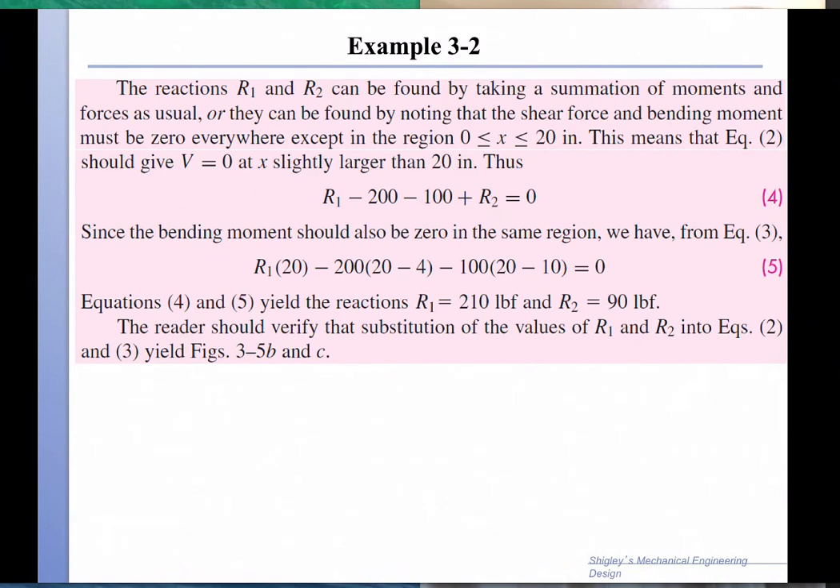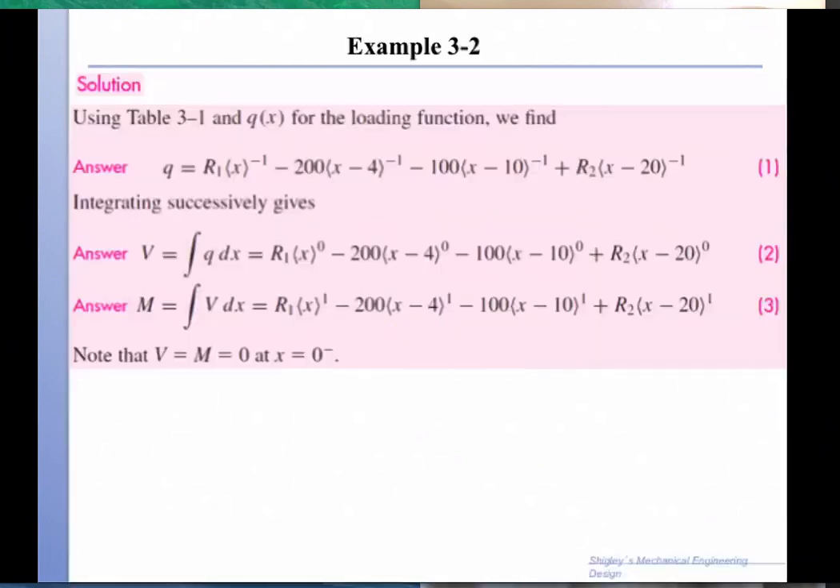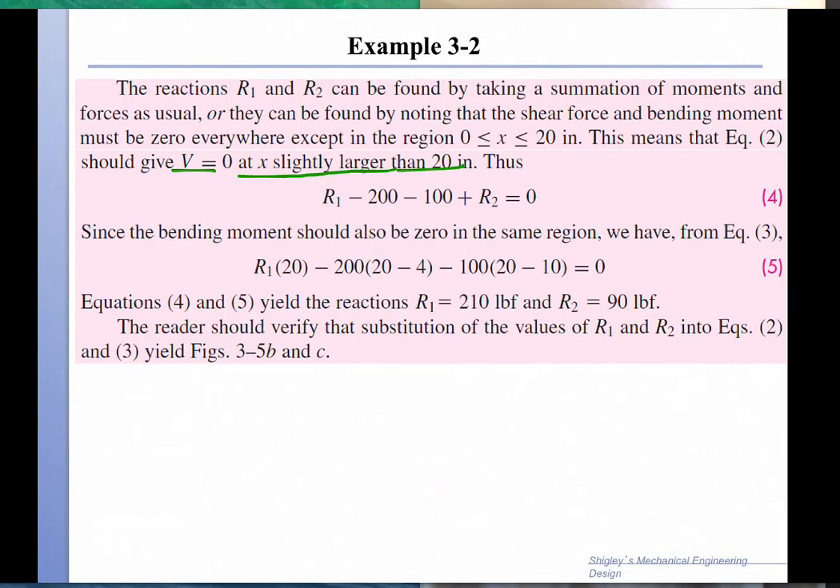At V equal to 0, at x slightly larger than 20 inches, if you look at the equation, I have here R1. This is a step. It means at any point greater than x equals 0, the value of the function is 1. So that is R1 times 1. And that's what I got here. R1 times 1 is the first term.